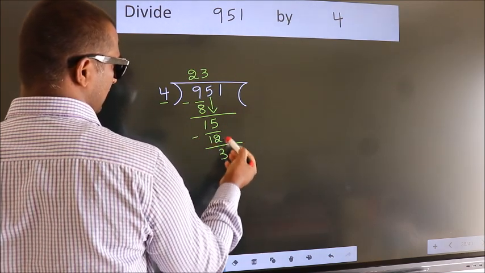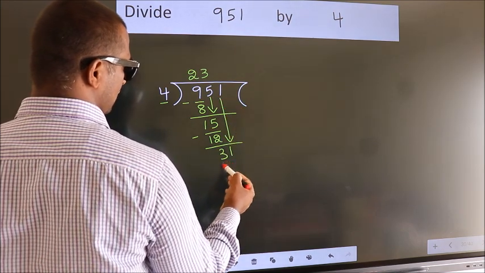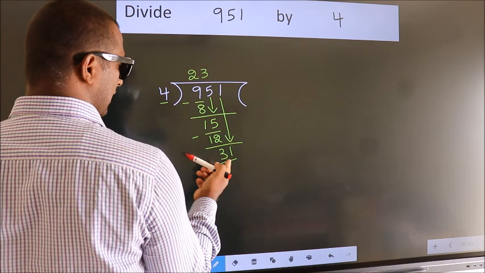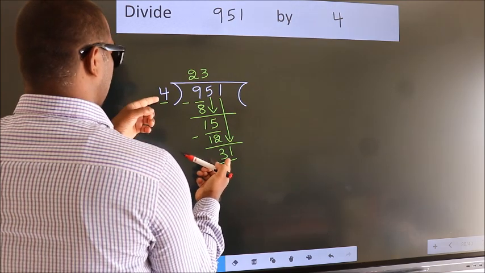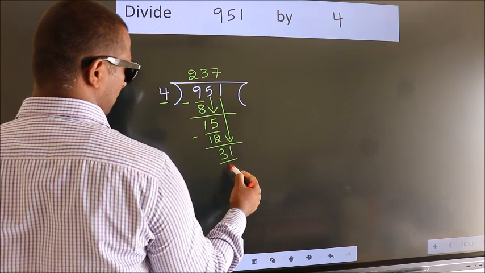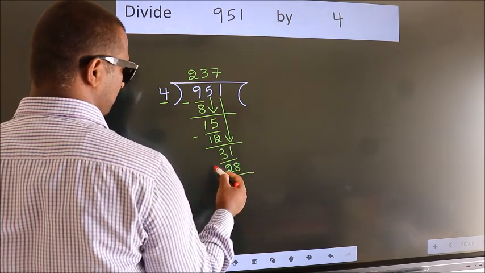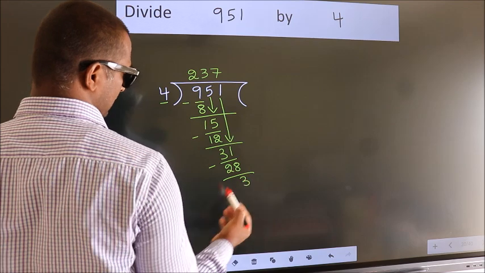After this, bring down the beside number, so 1 down, so 31. A number close to 31 in the 4 table is 4 7s are 28. Now we subtract, we get 3.